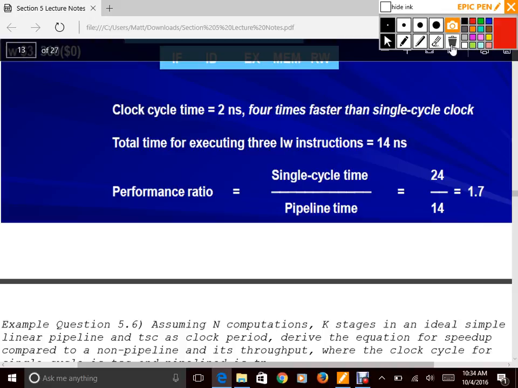So for a single cycle, we have the number of computations, or the number of instructions, right? So right off the bat, we just know it's n. And we know that each instruction is going to take the length of the single cycle time, so it's going to be multiplied by t single cycle. Does that make sense? So for the pipeline, this is where I want you all to understand.